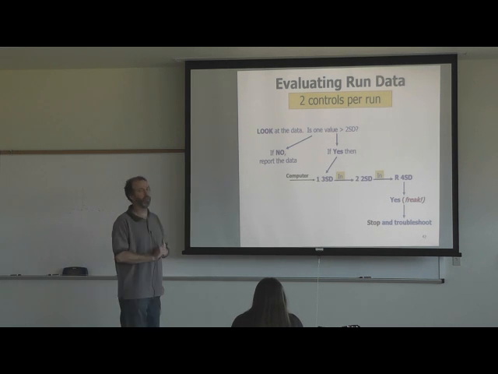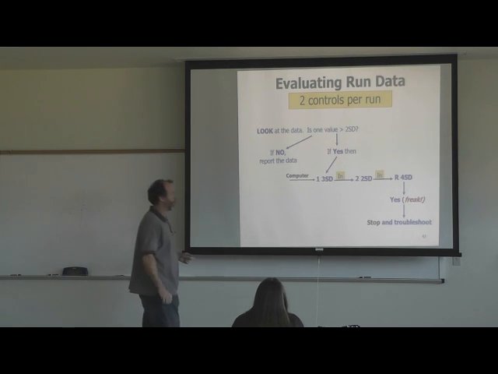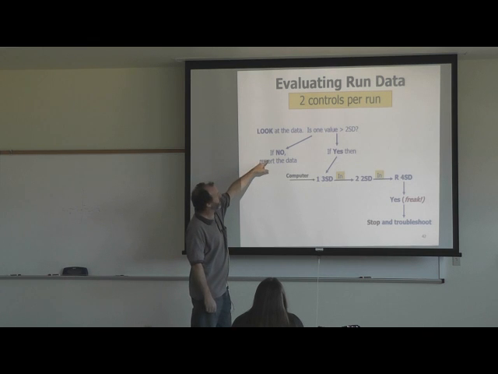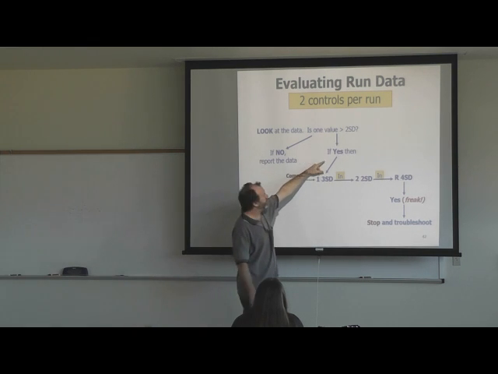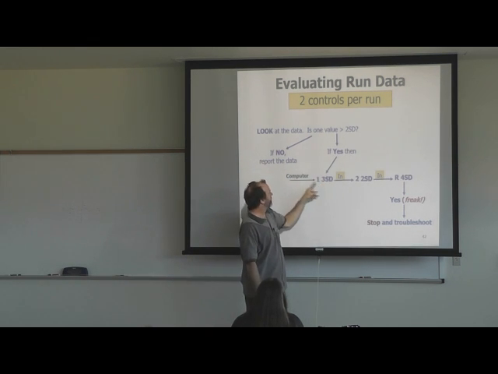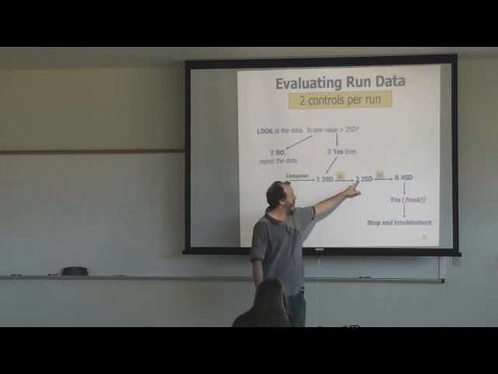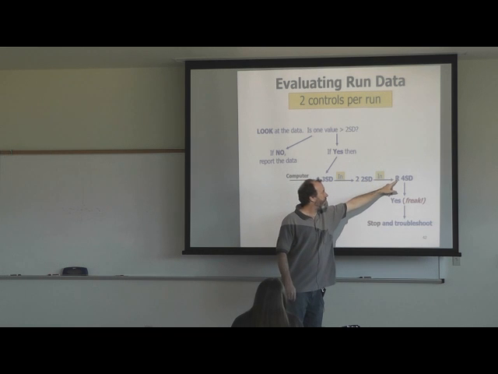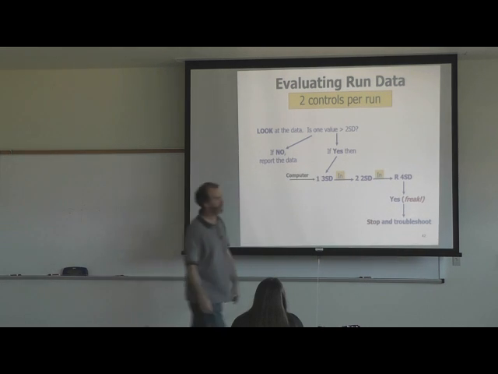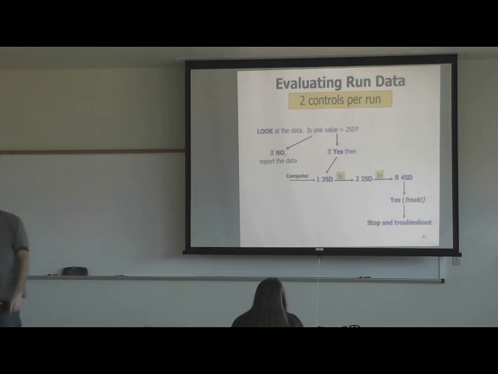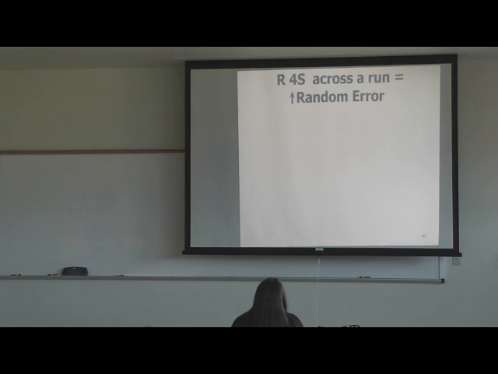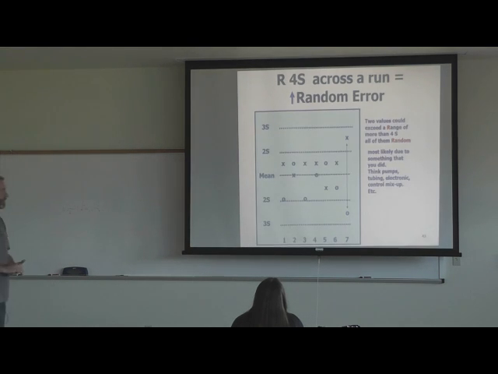So this is another rule. It's R4S. So look at the data. 1 value greater than 2, yes. Is 1 greater than 3? It's in, so that's fine. 2S is in. R4S. What does that mean, R4S? What this means is an increase in your random error.